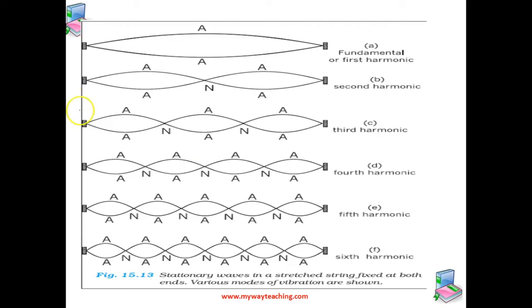You can see this figure. It shows the first 6 harmonics of a stretched string, which is fixed at either end. You can see the two ends of the string are fixed, and these are the first 6 modes of the stretched string. A string need not vibrate in one of these modes only. It can take some other forms also, not only in these 6 modes.